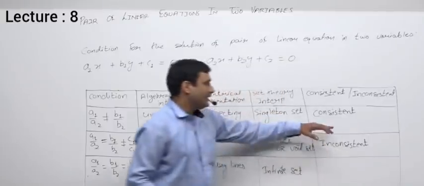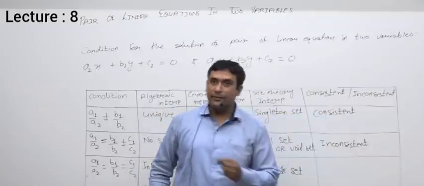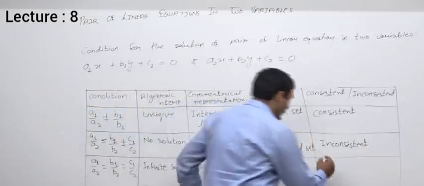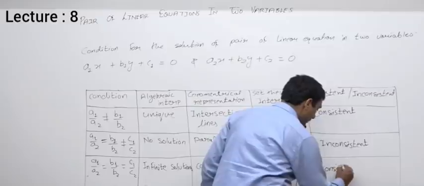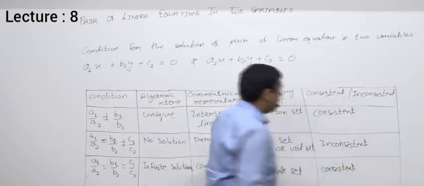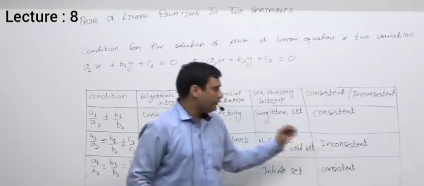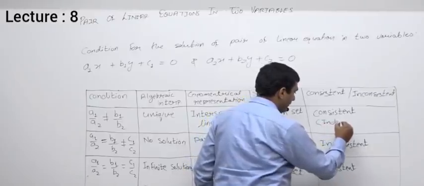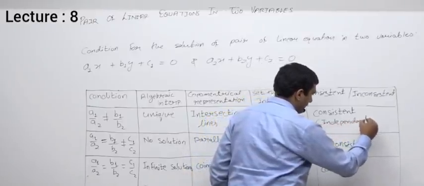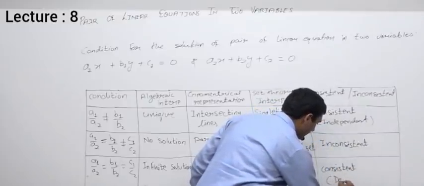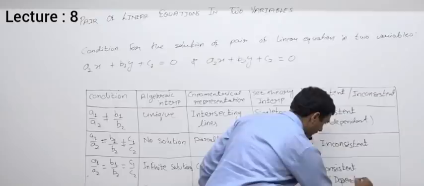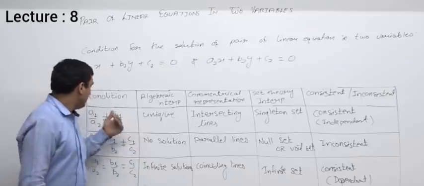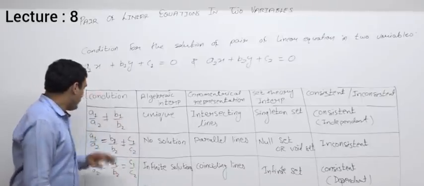Again, as I explained, whenever we get at least one solution, as here we have infinite solutions, our system is definitely consistent. Now this is also consistent, and this is also consistent, but there is a minute difference. Here we'll say consistent but independent, and here it is dependent. Okay, so that is all about the conditions for the solutions for the different conditions of the equations.